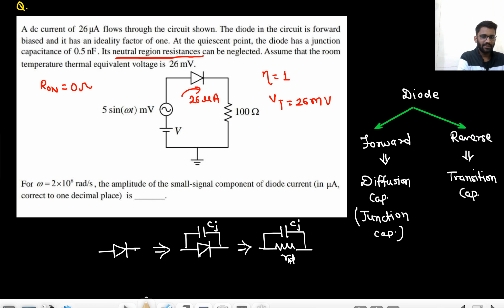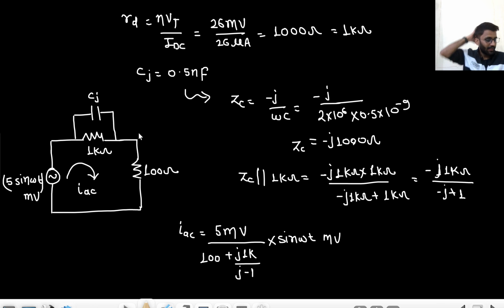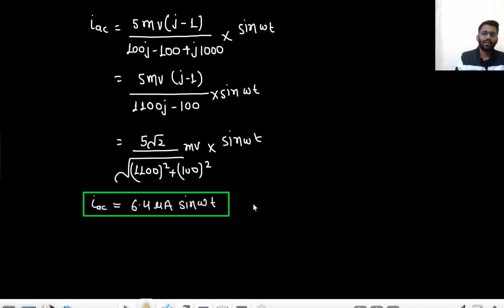Okay, so the diode is replaced with a dynamic resistance and a capacitance in parallel. The value of capacitance is given. Now ZC, from there I can calculate the impedance provided by the capacitance, that is minus j 1000 ohm, and from there I found the value of current. Those were in parallel, so I found the value of parallel resistance, and then just IAC, voltage by total resistance, voltage of 5 millivolt sin omega t, and total resistance was 100 plus this resistance. Okay, so from there I solved it and got the final value.